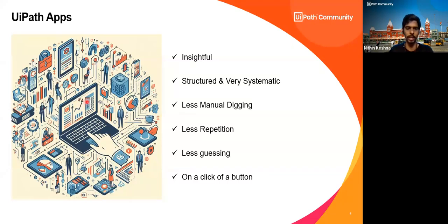So this is the basic idea of where we need to use UiPath Apps and how we should use them. When we get that in one single click, obviously it's not time consuming. It's very easy. You're not going to do any repetitive checks, because those repetitive tasks will be automated behind your apps. And it is very structured and systematic, very insightful, like whatever information in whatever format you want, you're going to just display it on your app. So this is how apps are going to be very useful.